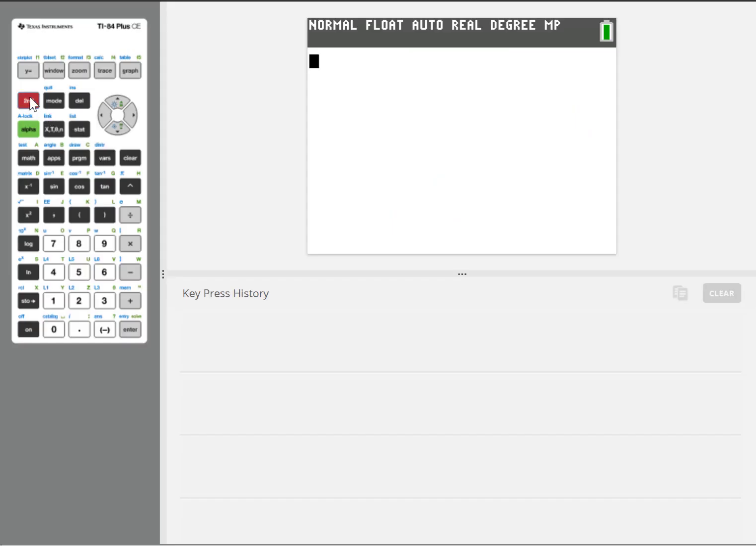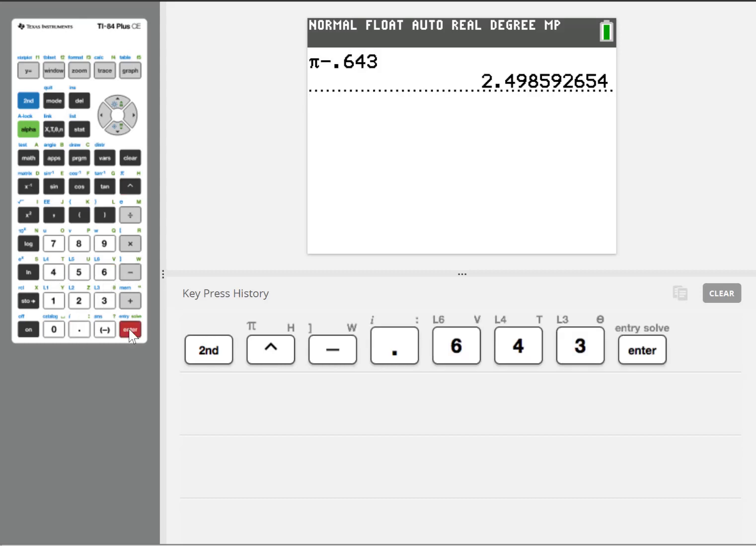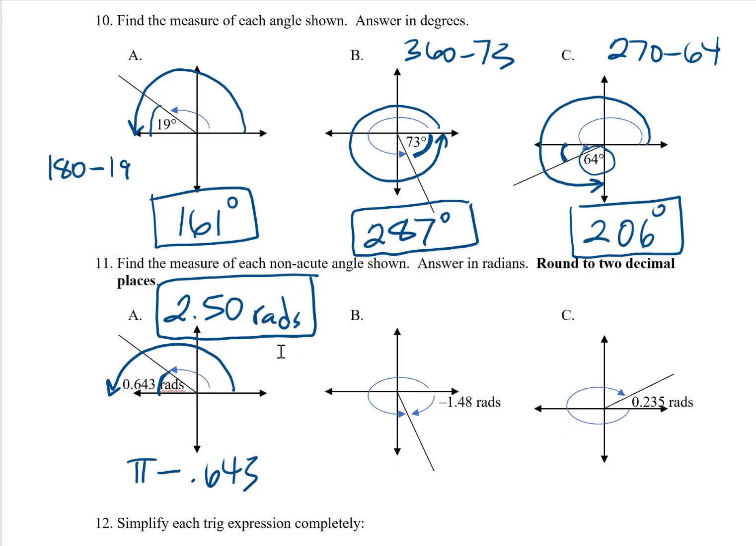Okay, I'm just doing calculations, so the mode doesn't matter. Pi minus 0.643 comes out to be 2.50 rounded to 2 decimal places. And of course I don't have to write RADS, I'm just doing that to remind myself what I have found here.